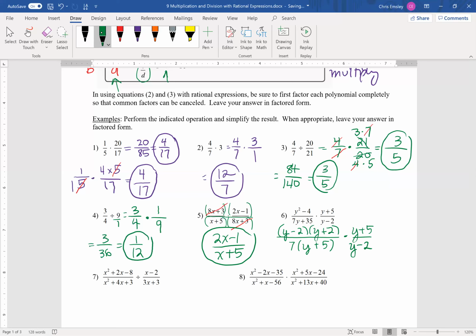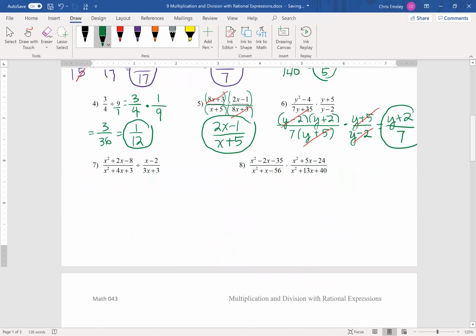Remember, everything across the top is just multiplied together. Everything across the bottom is just multiplied together, so we can start canceling the y minus 2s, the y plus 5s, and what's left behind is a y plus 2 in the numerator and a 7 in the denominator. Okay, these can get to be a little more work when we have to start doing a lot of factoring, but that's okay, we're up for the challenge.